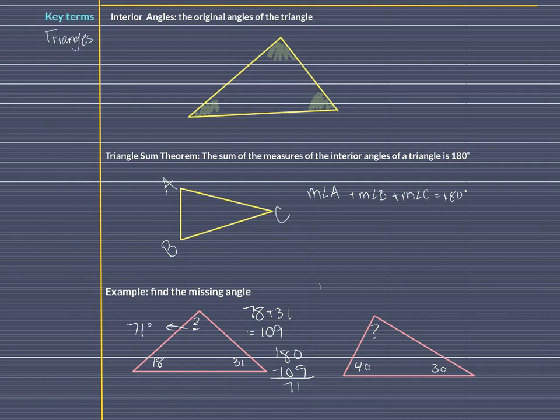Let's look at my next one. I have two angles, 40 and 30. I'm going to start by finding their sum. 40 plus 30 is 70. I want to know what my missing third angle is, so I'm going to take the sum of 70 and subtract it from 180. And when I do that, I get 110 degrees.